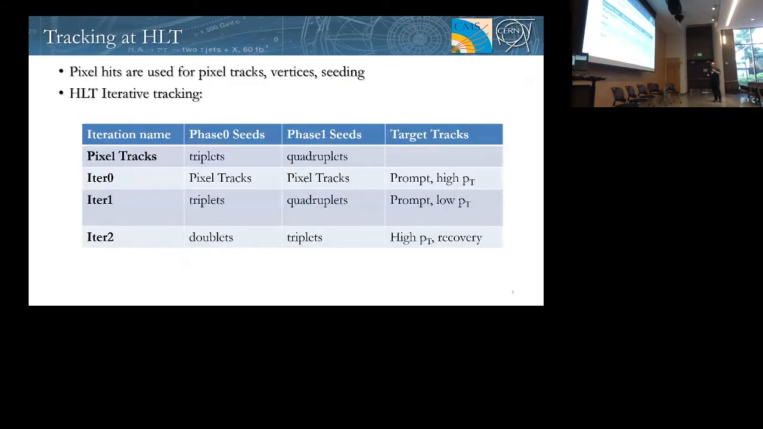So tracking at the HLT during phase 0 is iterative. At the first step, we do pixel tracks. They were done using triplets. Today, we do them using quadruplets. These are seeds for iter 0, which is targeting prompt high pT tracks. Then you have iter 1, which is targeting low pT, low momentum tracks, and then you have some recovery, which was using doublets, and today it's using triplets.